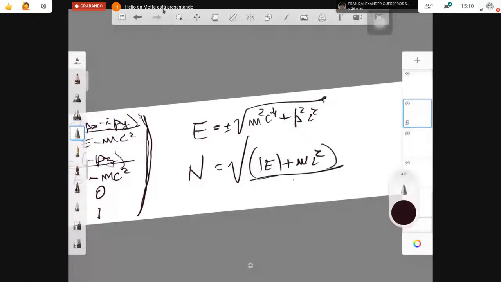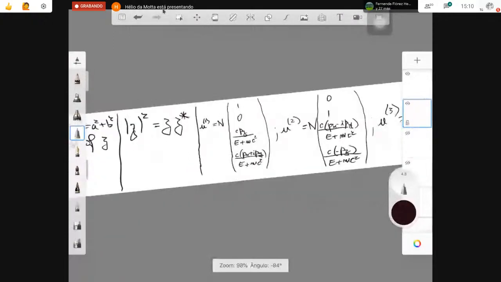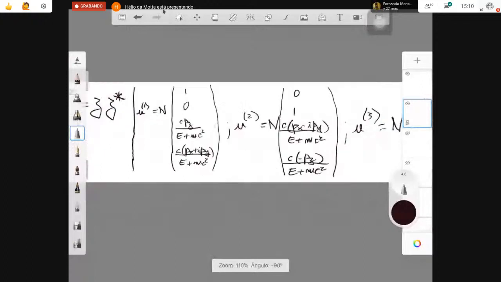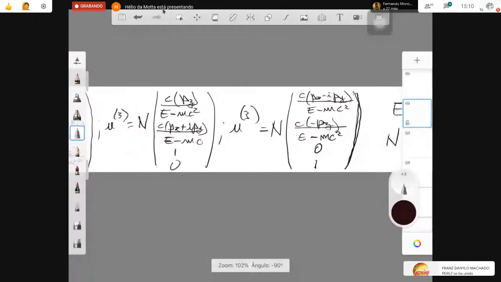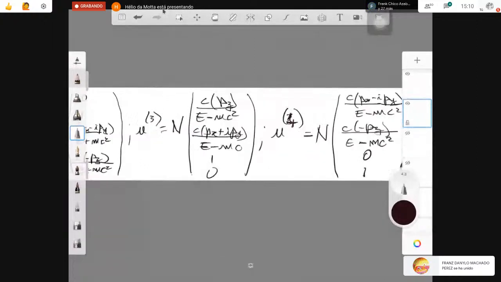Okay, so the energy is positive sign for the first 2, corresponds to the particle, okay? And the minus sign to the 3, this one should be 4, no? And makes the normalization of this whole process.